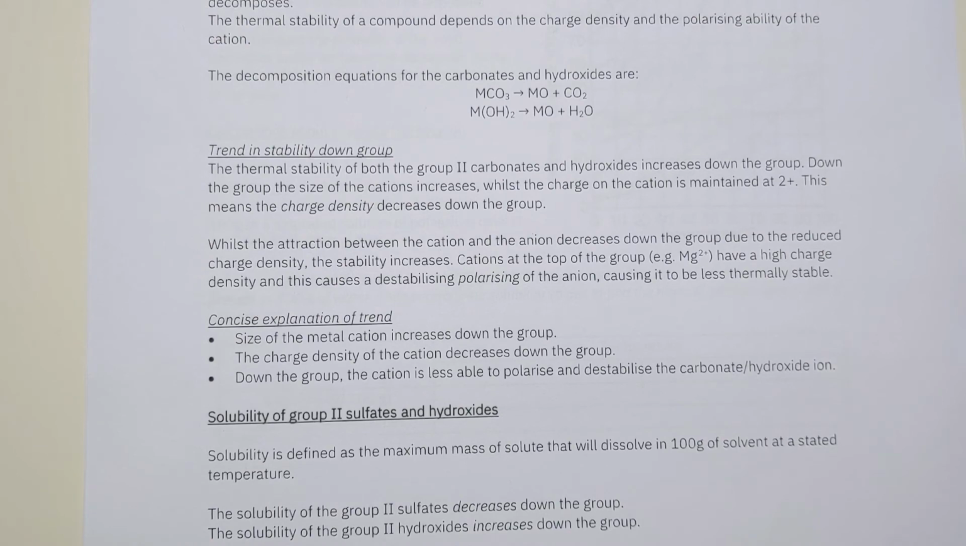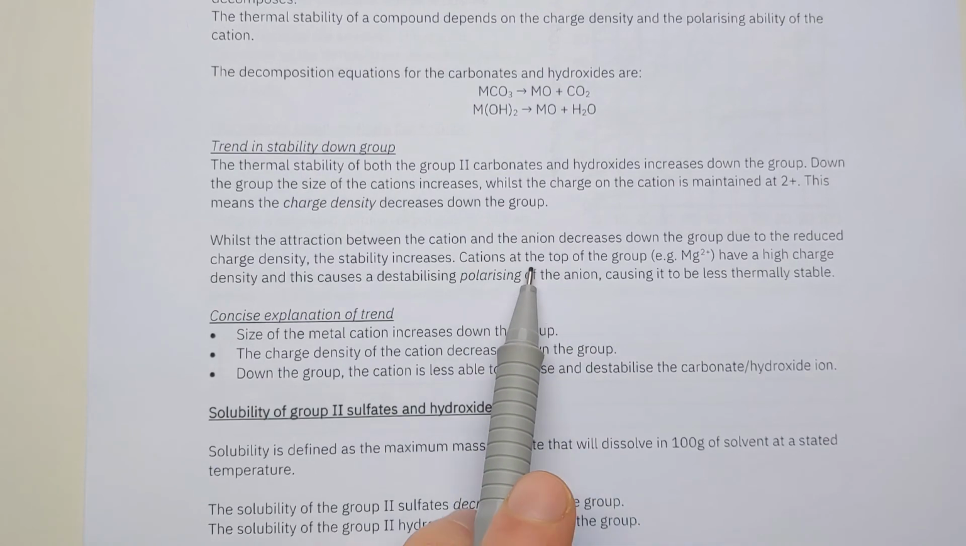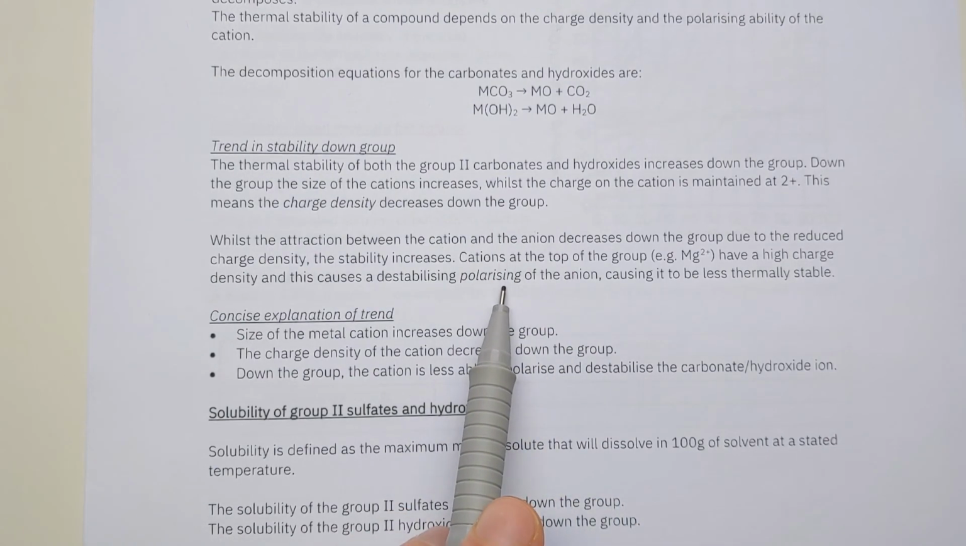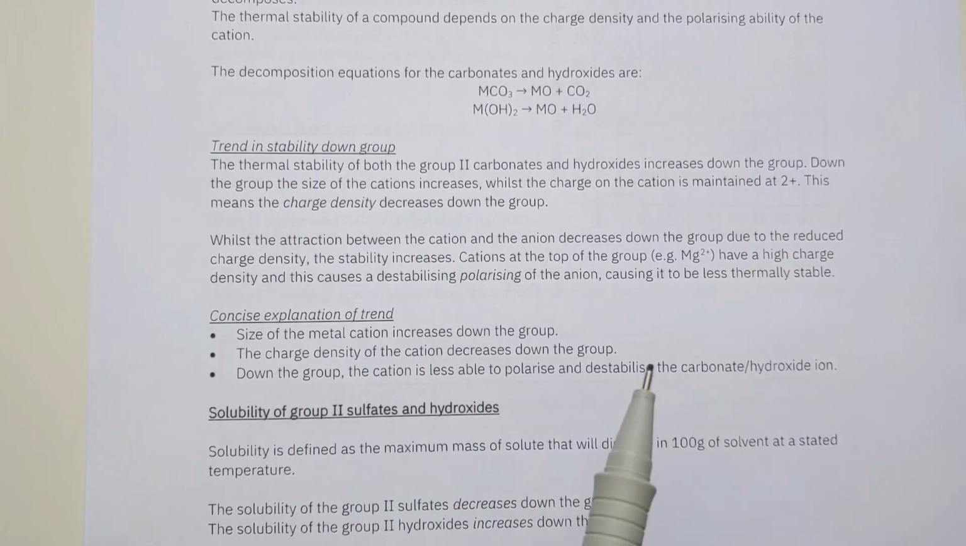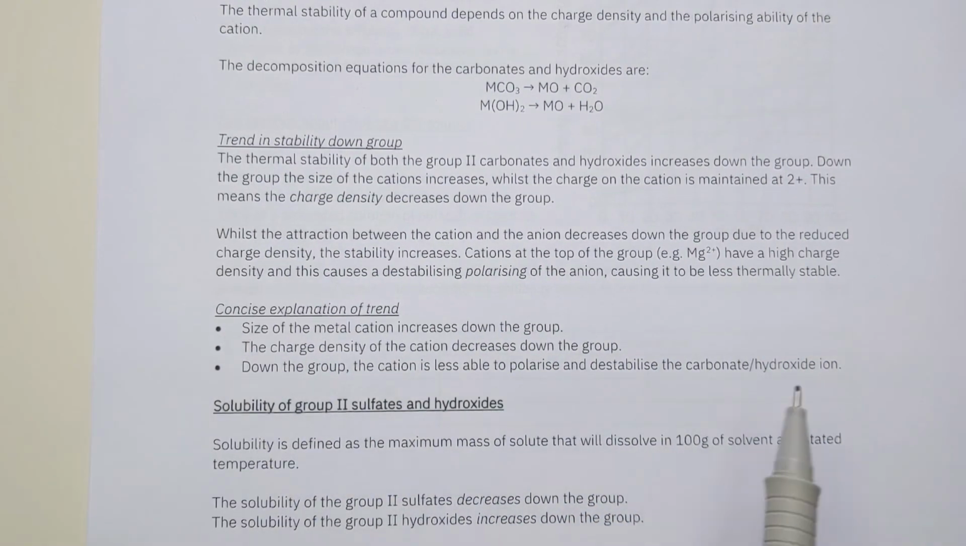Whilst the attraction between the cation and the anion decreases down the group due to the reduced charge density, so that might make you think that it's going to be destabilised, it actually does become more stabilised. Cations at the top of the group, like magnesium, have a high charge density, and this causes a destabilising, polarising effect on the ion, causing it to break apart into kind of two halves because it's so attracted to the cation, causing it to be less thermally stable. So that's a wee bit waffly.